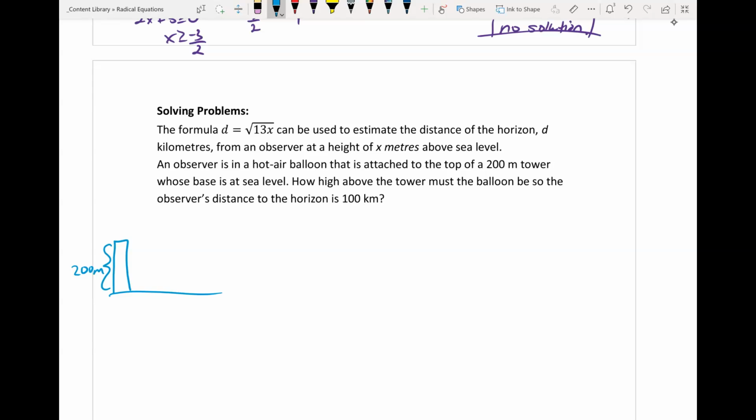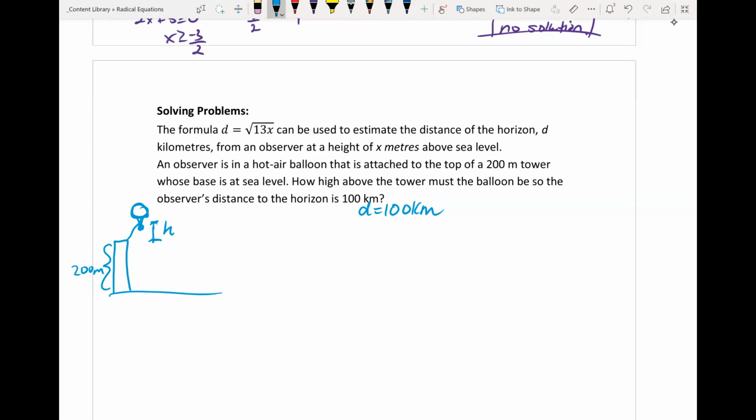We know that a hot air balloon is attached to this tower. It's my little hot air balloon here. And then we also know the distance to the horizon is 100 kilometers. And it did say that d is the distance of the horizon. So we know that d is 100 kilometers. We want to know how high above the tower must this balloon be so that the observer's distance is d equals 100 kilometers. So this would be, let's just call this height. We're looking for the height here.